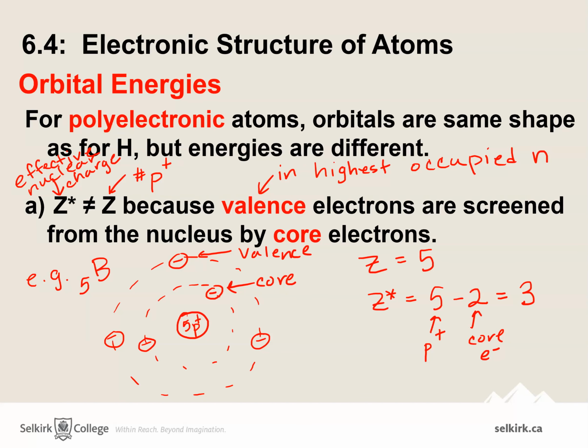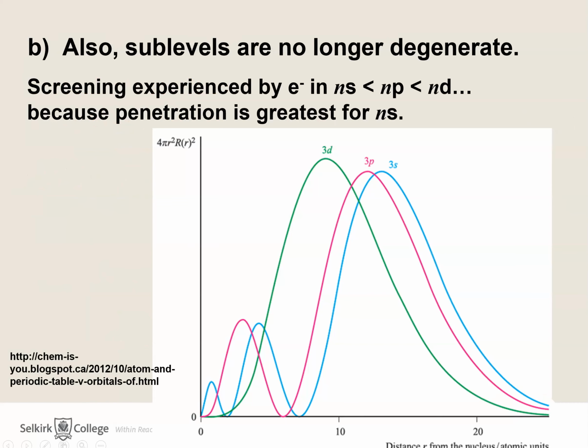Here's another thing. Now, this was the Bohr model. Now I'm going to go to the more detailed quantum mechanical model. Not only are the absolute values of the energy levels different in polyelectronic atoms, in polyelectronic atoms, the sublevels are no longer degenerate. In other words, the 2s is not the same energy as the 2p in any atom except hydrogen. And here's the reason why.